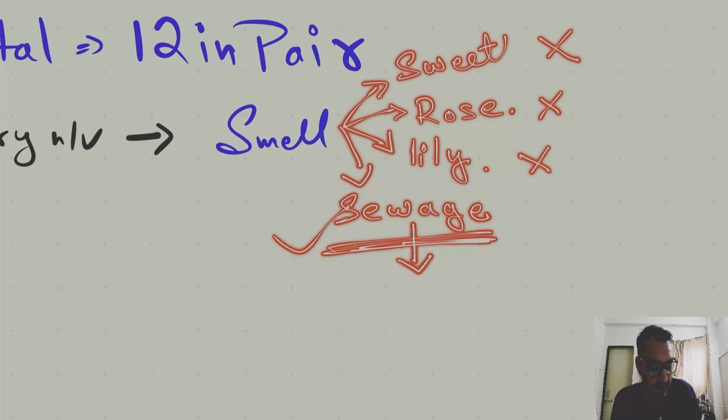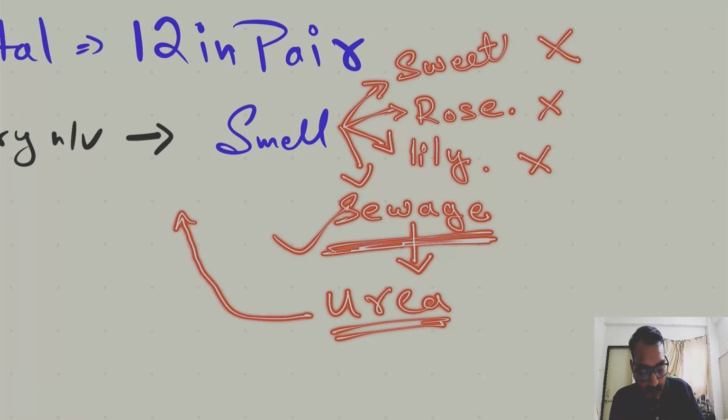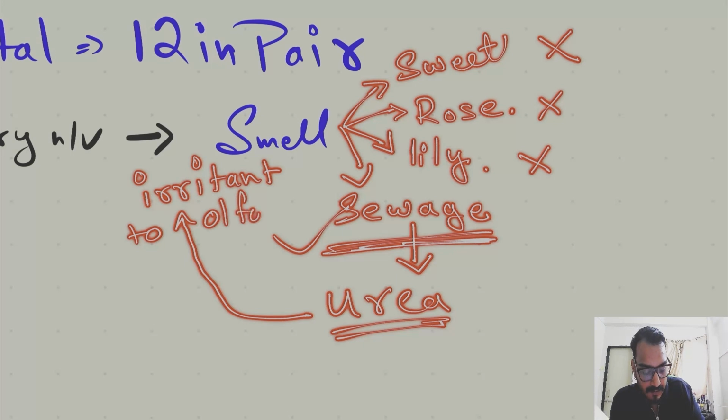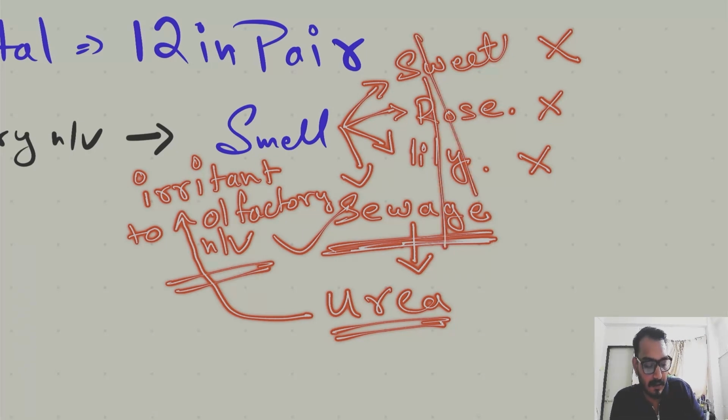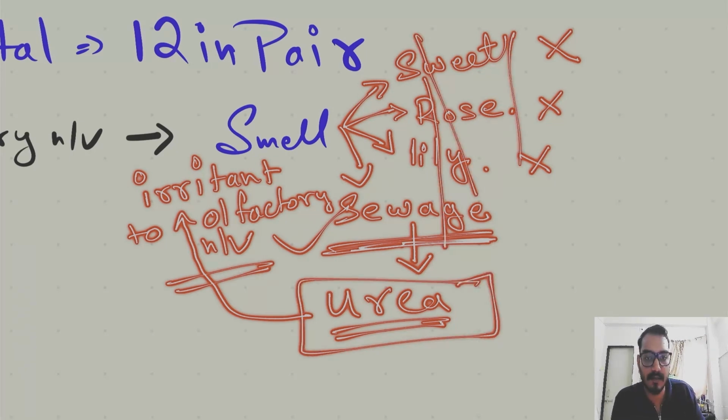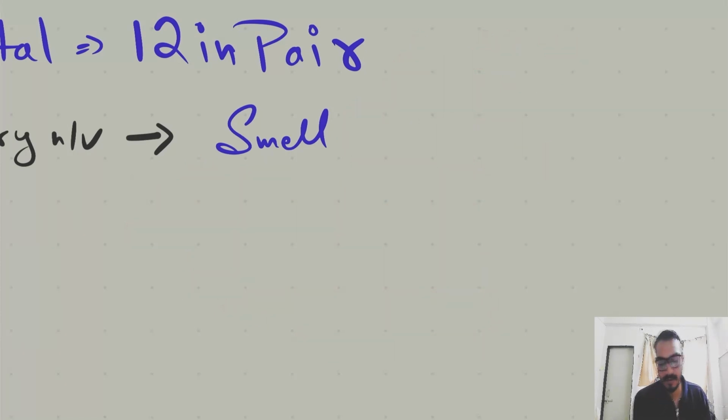Why sewage? Because in sewage we have urea, and urea is irritant to olfactory nerve. तो अगर भैया को कोई और स्मेल नहीं आ रही है पर ओनली यूरिया की आ रही है तो मतलब olfactory nerve में कुछ ना कुछ गड़बड़ है ना? इतना समझ लो.